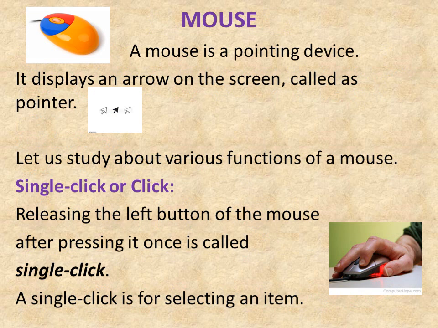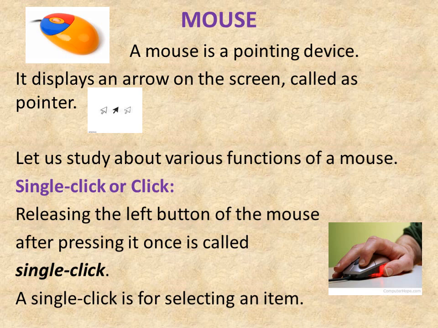Now children, let us learn about the other input device, which is called mouse. A mouse is a pointing device. It displays an arrow on the screen called a pointer. You can see here in the picture, whenever you use your computer, you can see such an arrow mark on the screen, which is called a pointer. Let us study about various functions of a mouse.